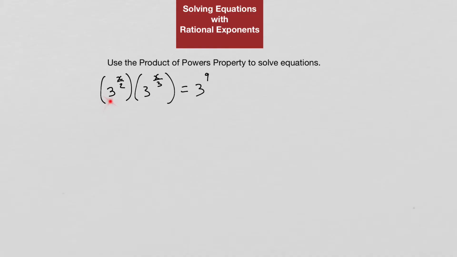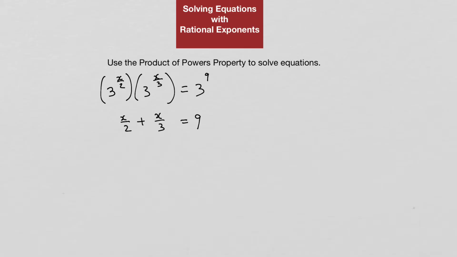Because the bases are the same, we have 3 down here, we have 3 here, and we have 3 over here. This makes solving the equation much easier. What that means is we can eliminate these 3's and just focus on the powers. And so we would rewrite this equation like this. X over 2 plus x over 3 is equal to 9.